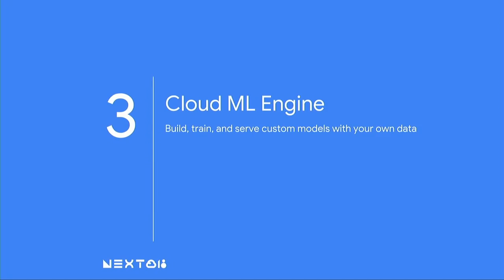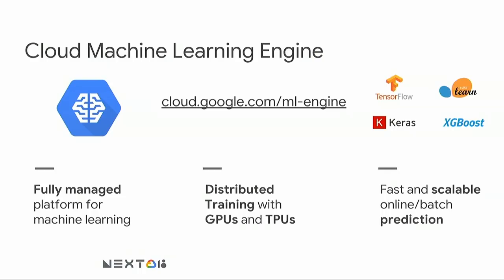And for that, we have Cloud Machine Learning Engine, which is Google's managed platform for building, training, and serving custom models using your own data. It's our fully managed platform for machine learning. It supports a couple of different frameworks: TensorFlow, Keras, and most recently scikit-learn and XGBoost models for serving. ML Engine is a way for you to train your models, and you can take advantage of GPUs or TPUs, which stands for Tensor Processing Units, to help accelerate your machine learning workloads.